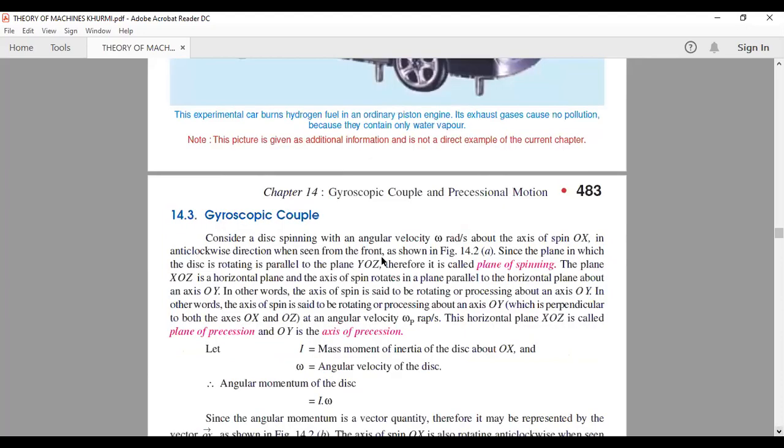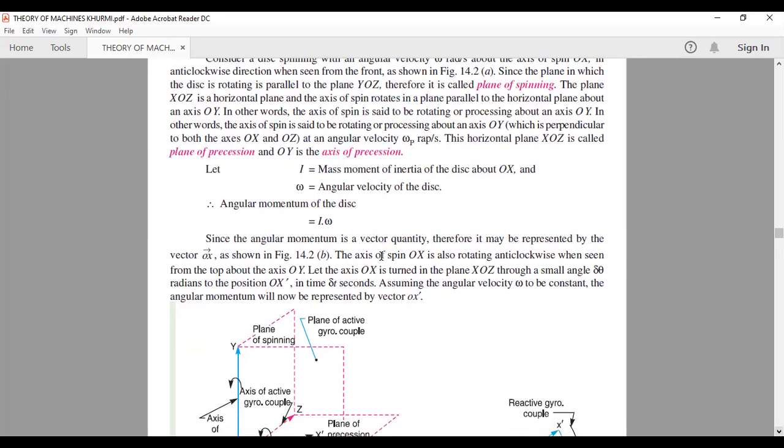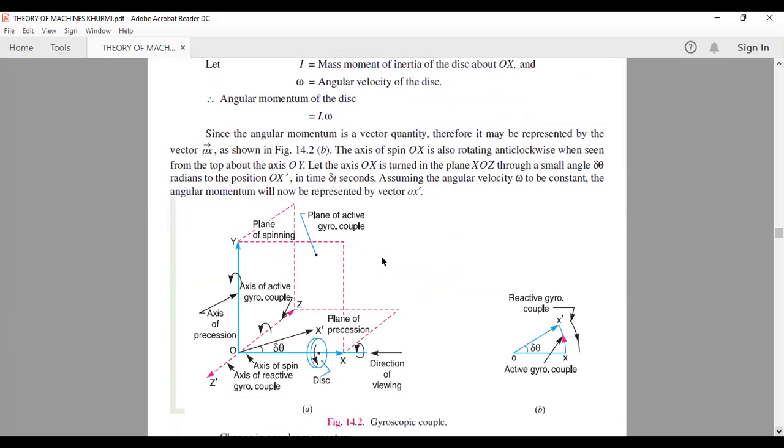Next we go to the gyroscopic couple. In the gyroscopic couple, we study the plane of spinning, the plane of precession and the axis of precession. So this is the plane of gyroscopic couple. We have three types of planes here. First one is the plane of precession, next the plane of active gyroscopic couple, and the plane of spinning. So these are the three types of planes in the gyroscopic couple.